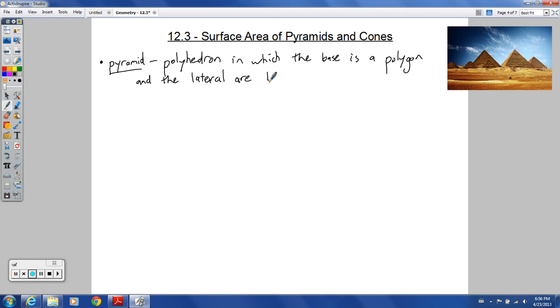So these are triangles. Just like in the Egyptian pyramids here, you've got a triangle right here. This face right here would be a triangle, another one right there, and so on. So they're all triangles with a common vertex. The vertex just being the point up here at the top where all the triangles meet.